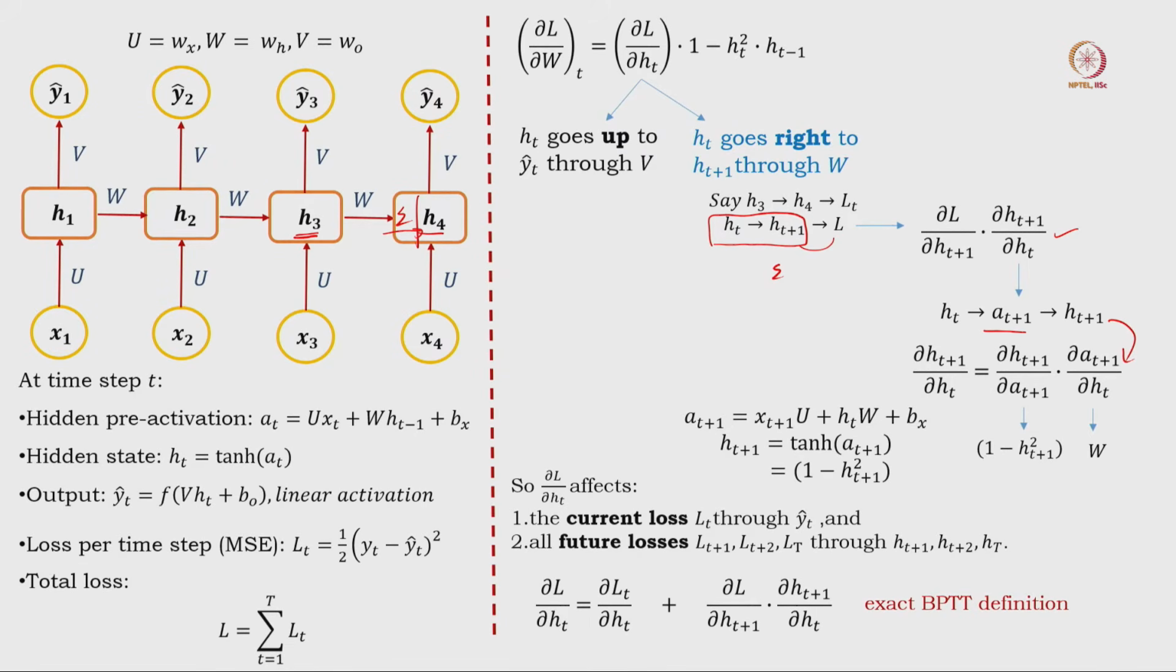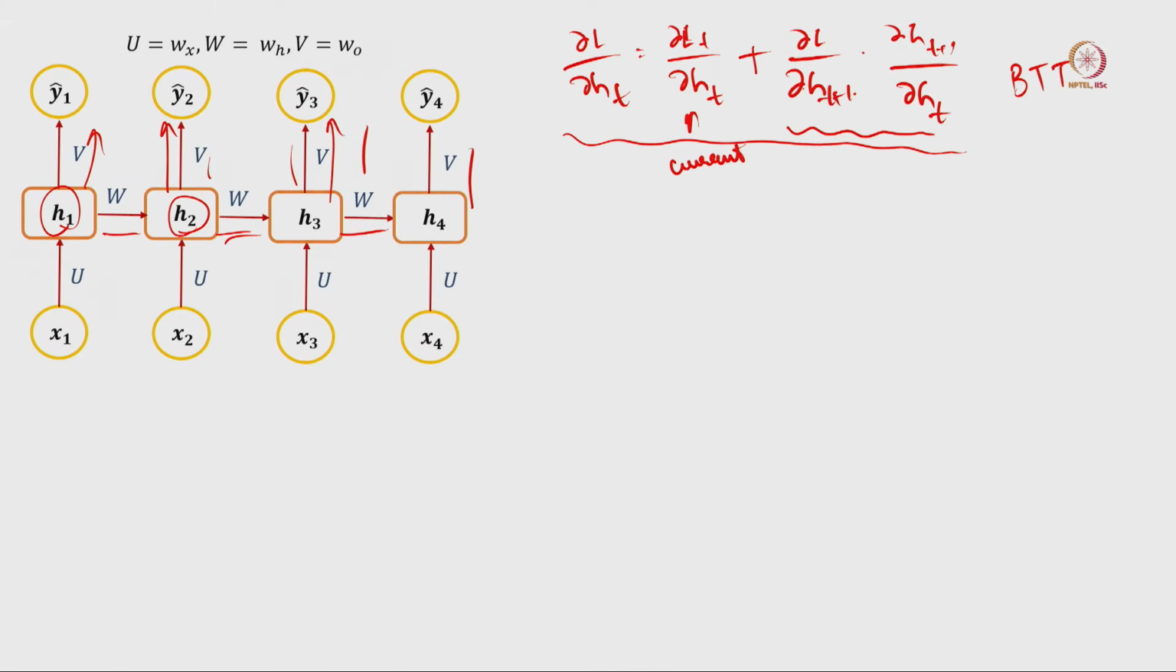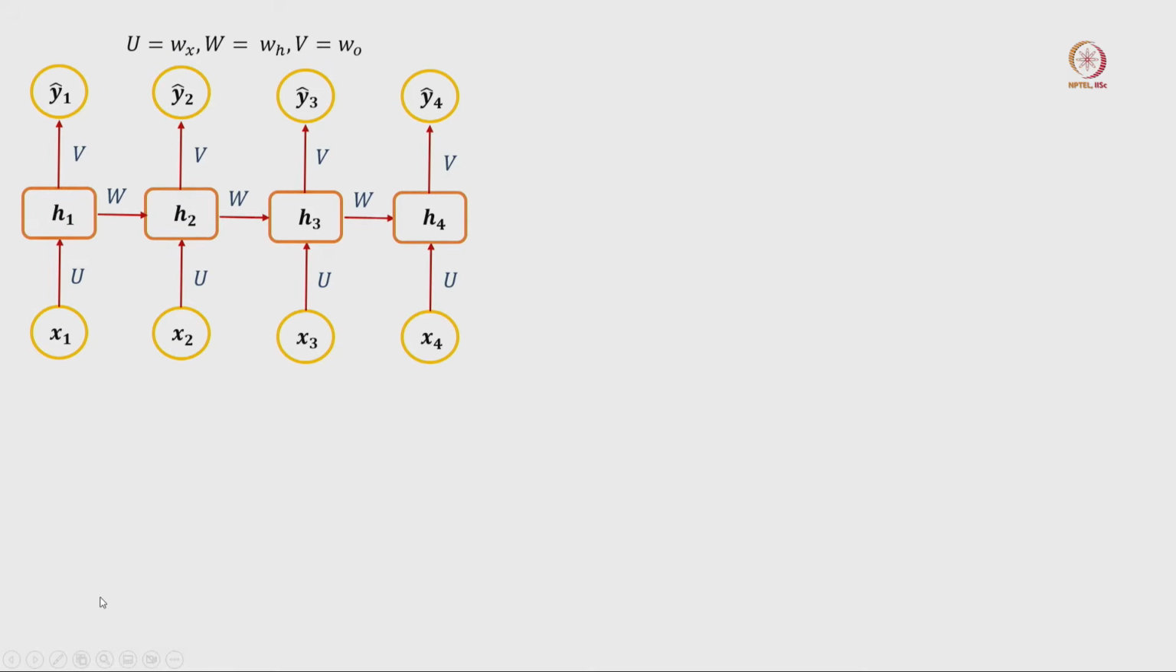So, this is what we have done so far. Let me go back and continue with the remaining part of the calculation, and then I will show you the slides. What have we done so far? We have done the derivative of loss with respect to h_t. We know that it depends on two terms. One is the current term which is going up, and the second is going right. Going right is the derivative of h_(t+1) with respect to h_t.